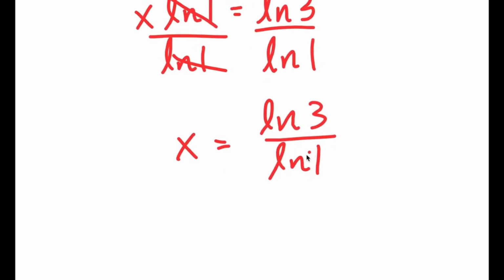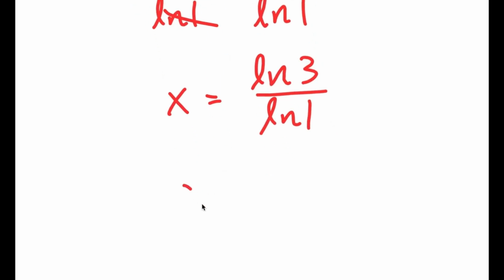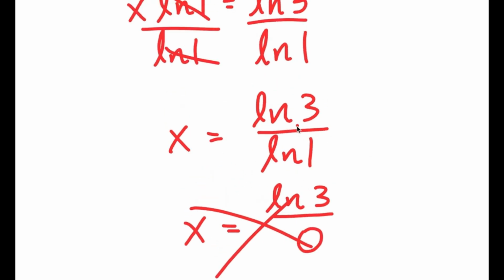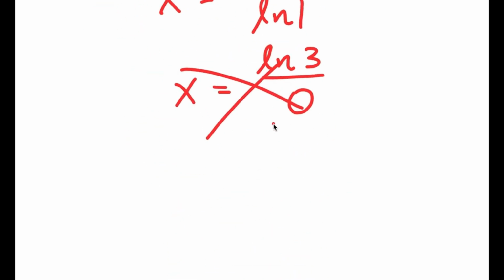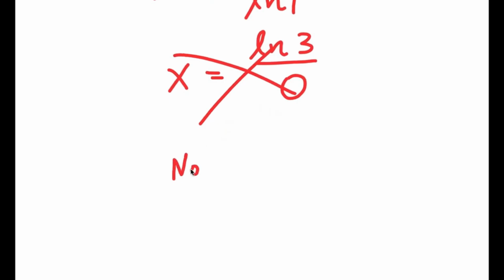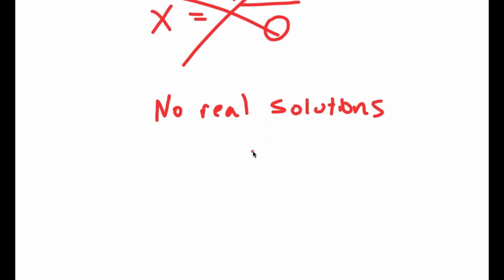Now, if you didn't already know, ln 1 is equal to 0. So I get x is equal to ln 3 over 0, and you can't take any number and divide it by 0 because that's undefined, meaning this has no solution. So that method doesn't work. However, this just means that there are no real solutions. But there are different types of solutions.